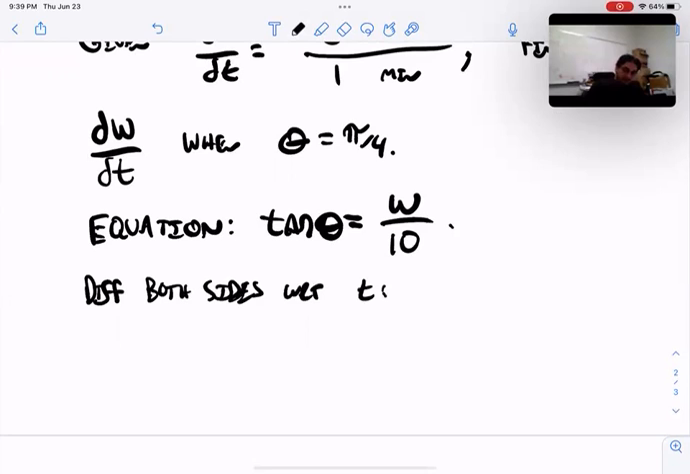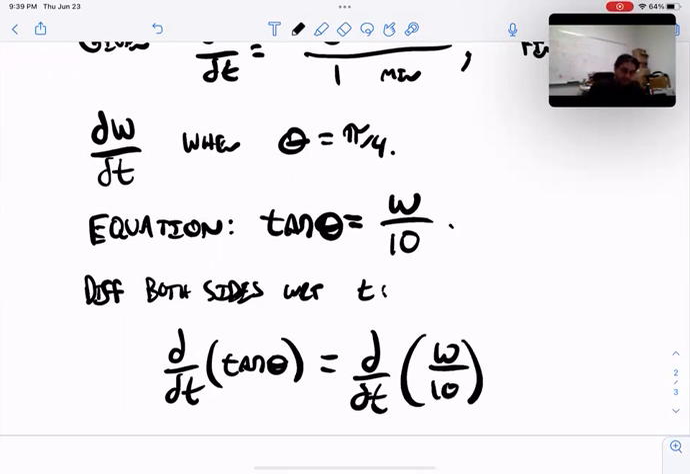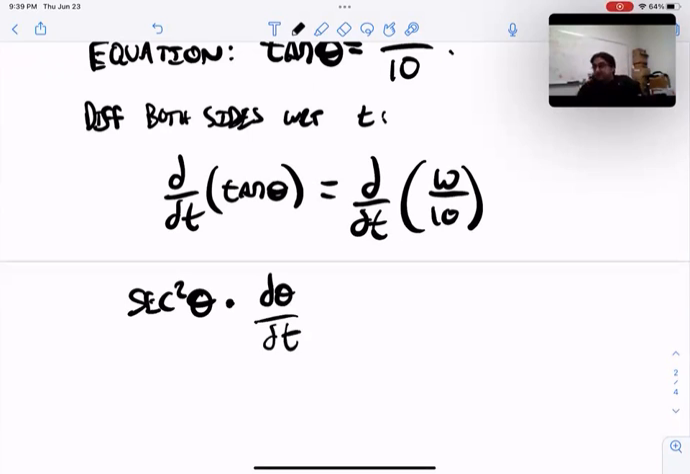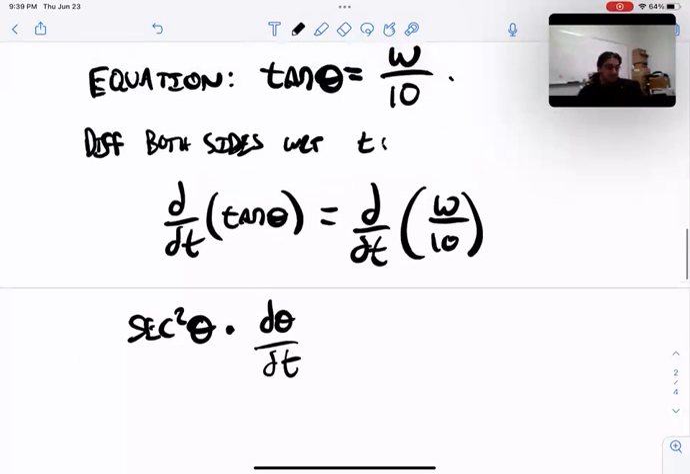And if we do that, what happens? Well, remember, I'm treating everything as an unknown function of t. So I have d dt of tan theta equals d dt of w over 10. On the left-hand side, I'm going to get secant squared theta times d theta dt. Why? Chain rule. I don't know what theta is explicitly as a function of t. I could, but I don't currently have it written as an explicit function of t.